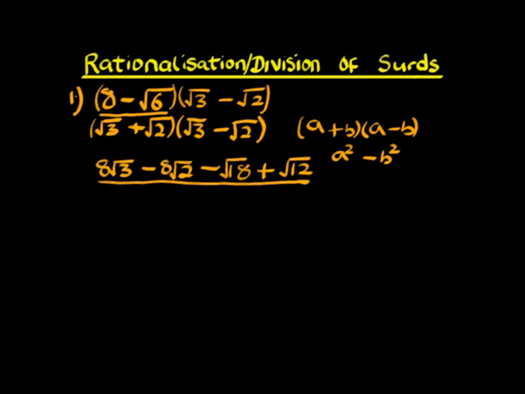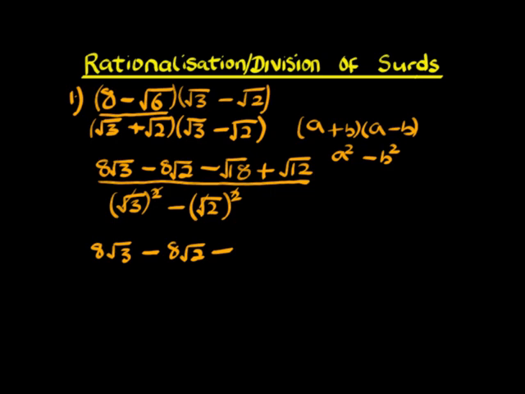So this gives us at the denominator root 3 squared minus root 2 squared. Notice now this square cancels the square root and this square cancels this square root, right? Beautiful. Now at the numerator we can simplify further, right? So this gives us 8 root 3 minus 8 root 2. This is the part we are going to have to simplify.